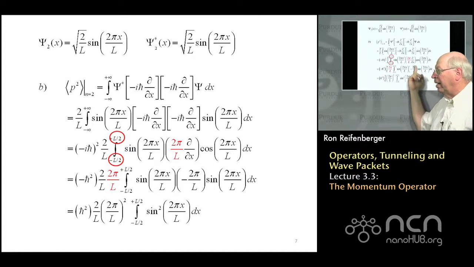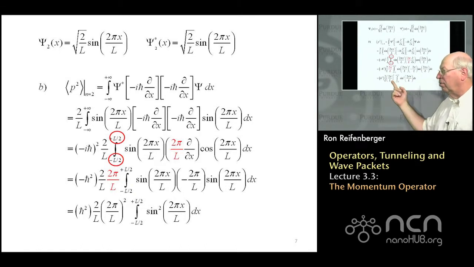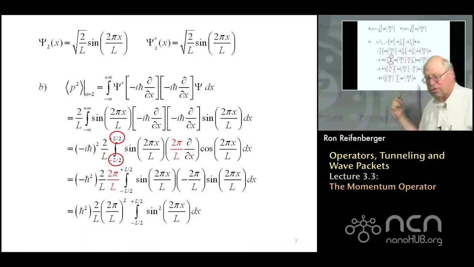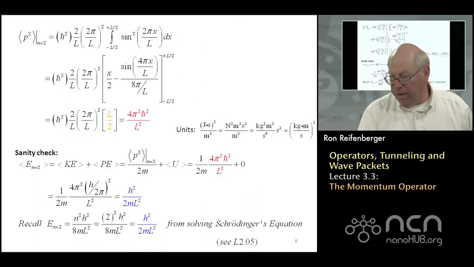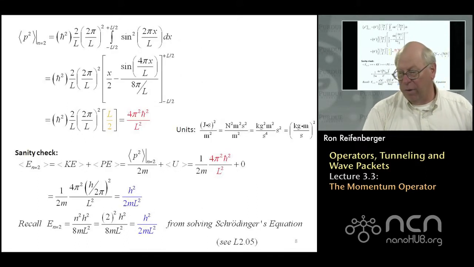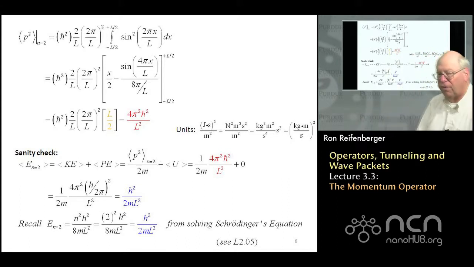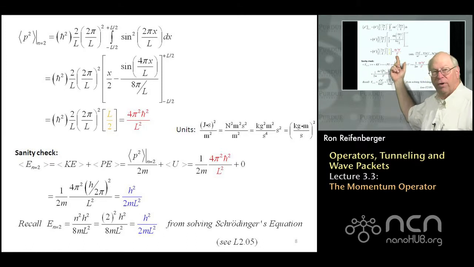That's the sine, right? Every time you take a derivative, you get a factor of 2 pi over L that comes out. And so you've got a 2 pi over L quantity squared that multiplies everything. The minus i h bar that multiplies each other turns into this h bar squared here. And you're left with this integral from minus L by 2 to plus L by 2 of sine squared. That can be evaluated in a pretty straightforward way. And what you find, at the end of the day, is that the expectation value of the momentum squared is 4 pi squared h bar squared over L squared.